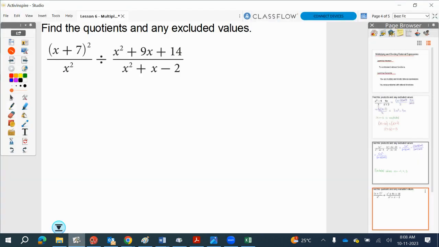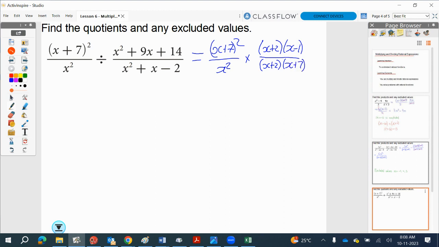Okay, so let's start off by factoring, and also we'll do a keep change flip. So here on this one, it's already factored. Then we'll do keep change flip. We'll flip the second one and factor the denominator and put it in the numerator. That's going to give us an x plus 2, x minus 1. The numerator will factor and write it in the denominator. We've got an x plus 2 and an x plus 7.